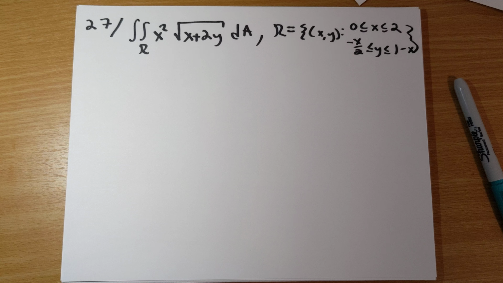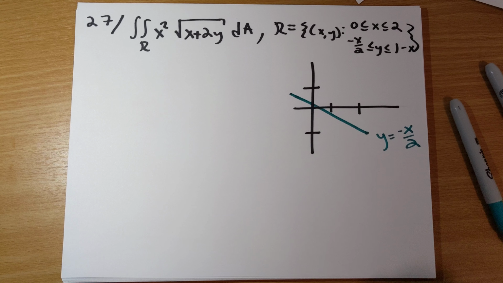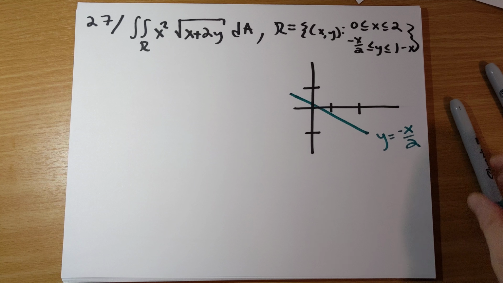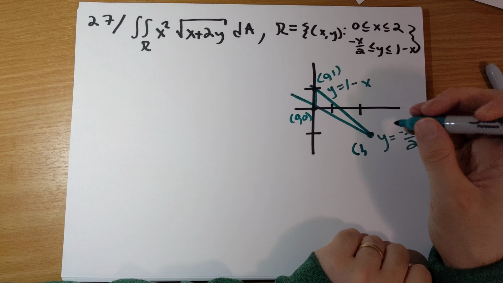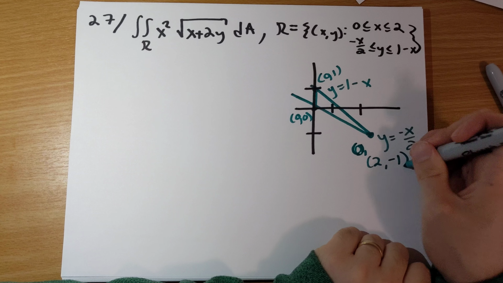We also see that we're going to need the line y is equal to negative x over 2. So this is y is equal to negative x over 2. And then we are also going to need y is equal to 1 minus x. Okay, so it looks like we have a triangle here with vertices (0, 0), (0, 1), and (2, -1).